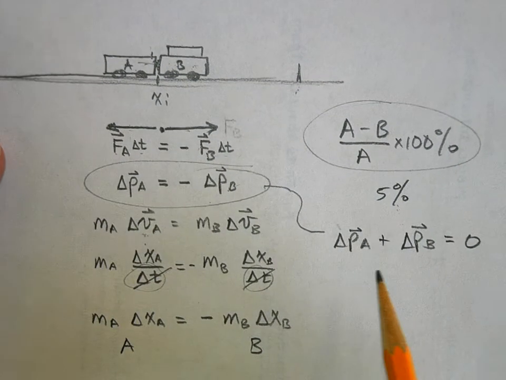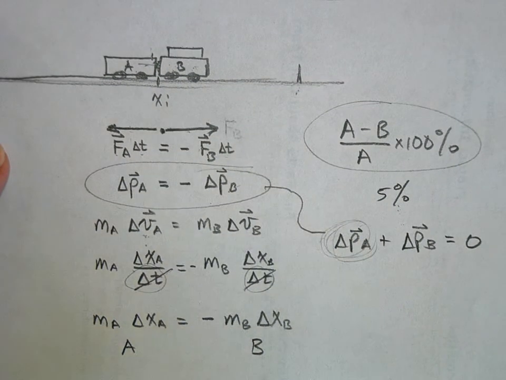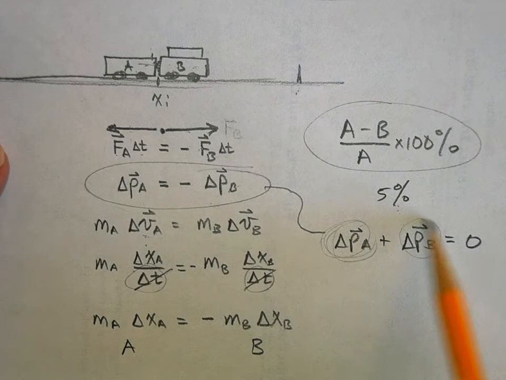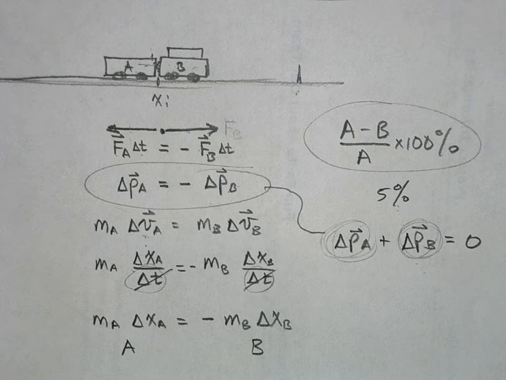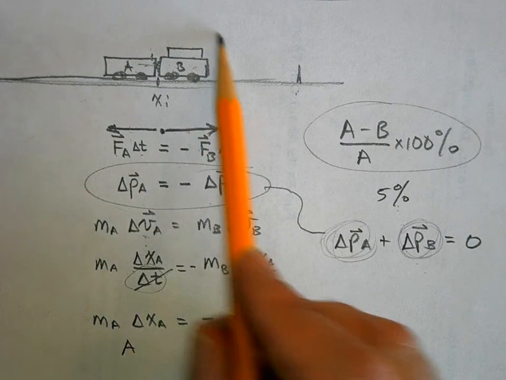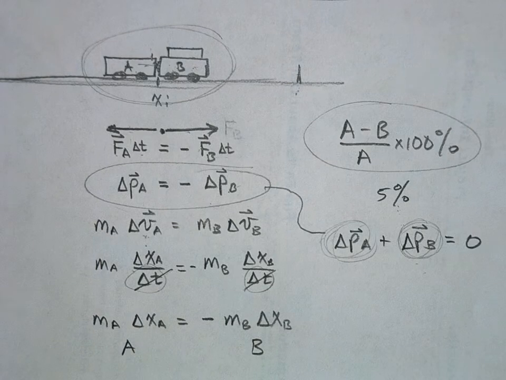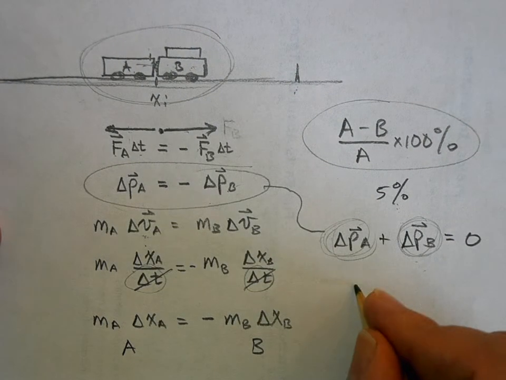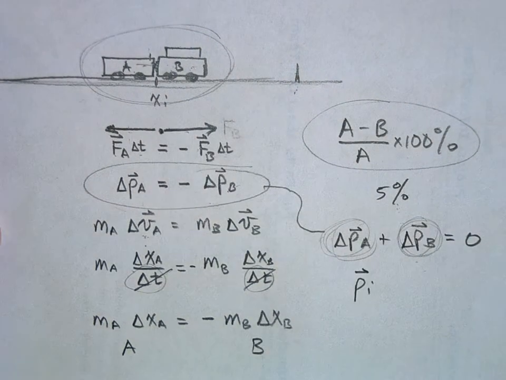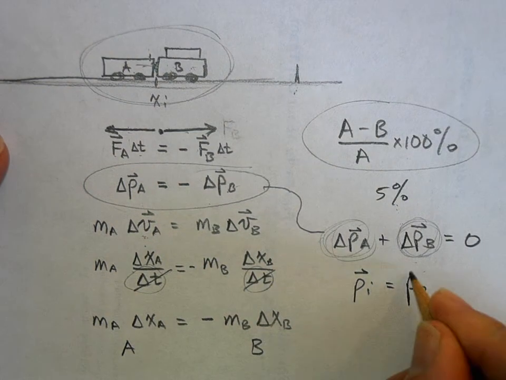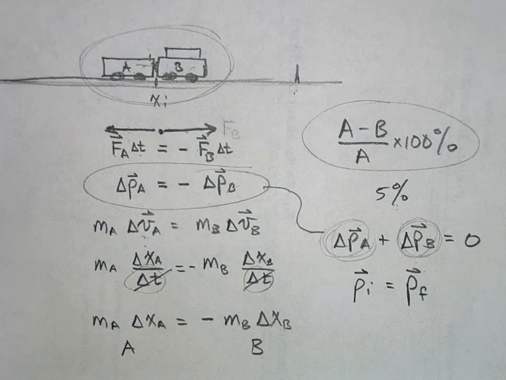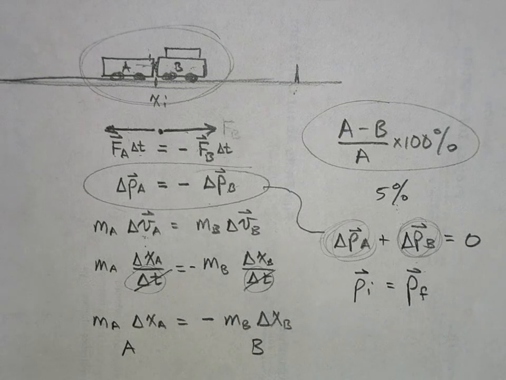So if I say, okay, this is how much the momentum of car A got changed, and this is how much the momentum of car B got changed, when I add those changes together, I get 0. What that means is that there's no change in momentum of our system. Here's our system, these two cars, and we're saying that the momentum of my system before the explosion is equal to the momentum of the system after the explosion. This 0 equals 0.